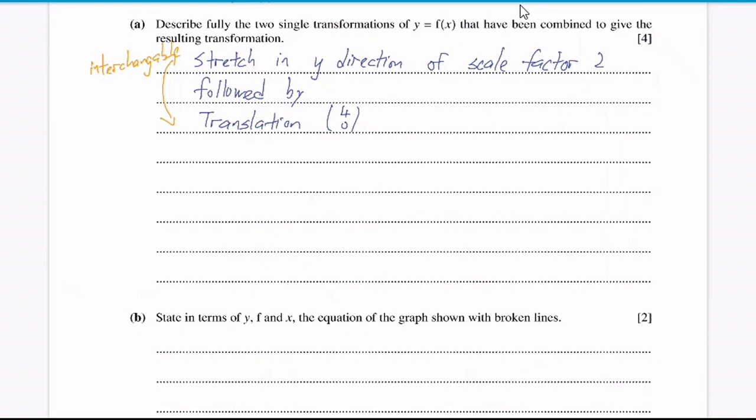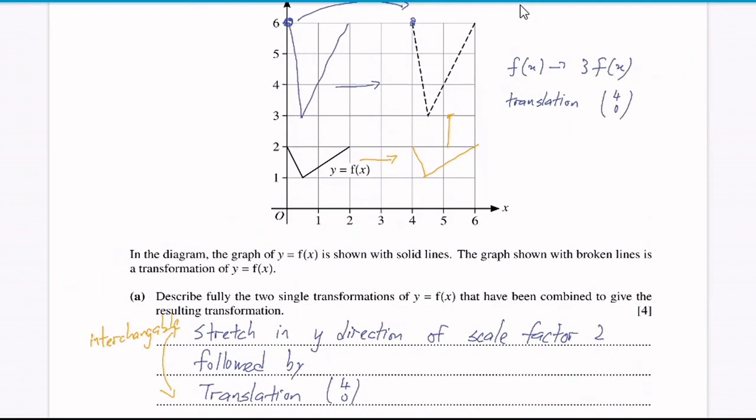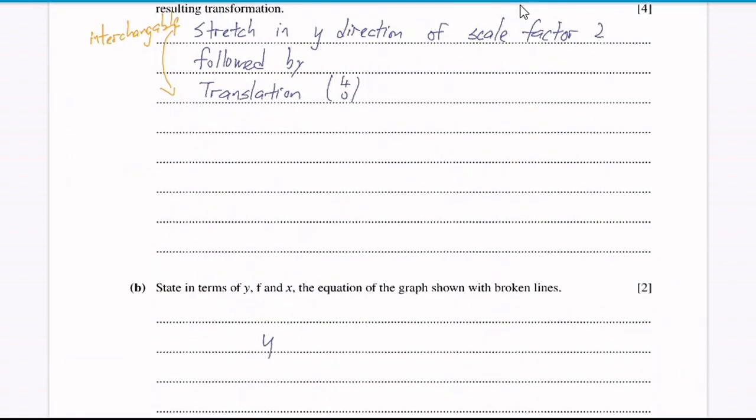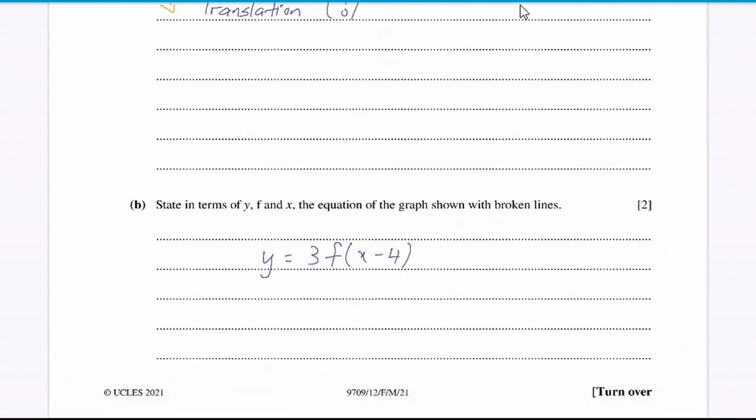Earlier on we already found out that f(x) becomes 3f(x), and after that there is a translation of 4 in the x direction. For this translation, the effect is that x becomes x minus 4. So the equation of the curve here is y equals 3f(x minus 4). So the changes are that f(x) becomes 3f(x), then x is replaced by x minus 4, so that we get 3f(x minus 4).